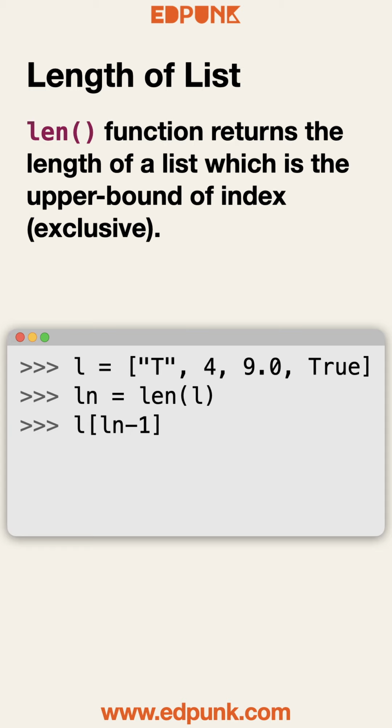Now, L of ln minus 1 returns true as ln minus 1 is the index position of the last item. Similarly, L of ln integer divided by 2 returns 9.0 as the item at index 2 is 9.0.